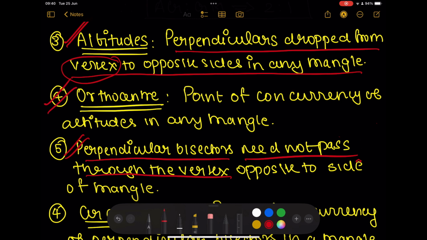Next, orthocenter. So basically, what is orthocenter? Point of concurrence of altitudes in any triangle, right? And altitudes are what? Altitudes are perpendiculars which are dropped from vertex to the opposite side. They will always be passing through one of the vertices of the triangle.